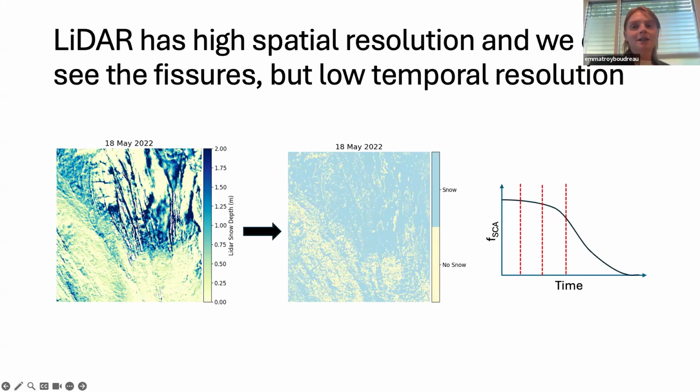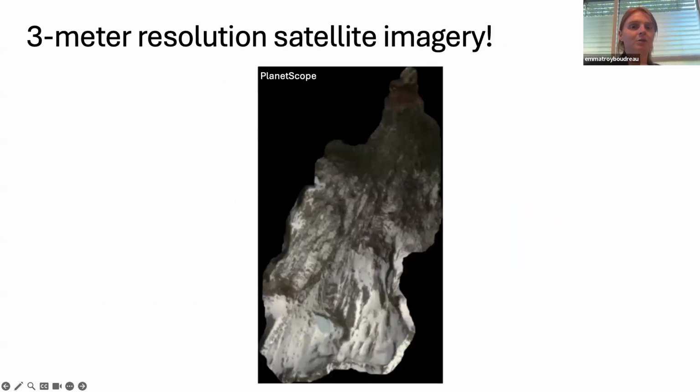And LiDAR is not affected by canopy like optical satellites, but unfortunately, it's expensive and it's only in select basins and repeat flights. There's usually only 1 or 2 following April 1st, which in this work, we look at April 1st to the end of the water year, which is through September. And so we can use 3-meter resolution satellite imagery, which from the LiDAR, we know that 3 meters is sufficient to see really high accuracy.